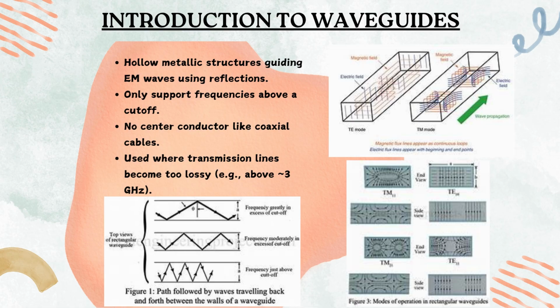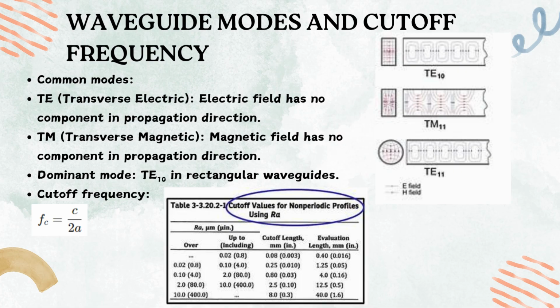So let's go to the next, which is the introduction to waveguides. Now let's talk about waveguides. Unlike transmission lines, waveguides are hollow metallic structures used to carry electromagnetic waves, usually at high frequencies. They guide the waves by reflecting them off the walls, and they typically operate above 3 gigahertz. At higher frequencies, transmission lines become inefficient due to energy loss, which is where waveguides shine.